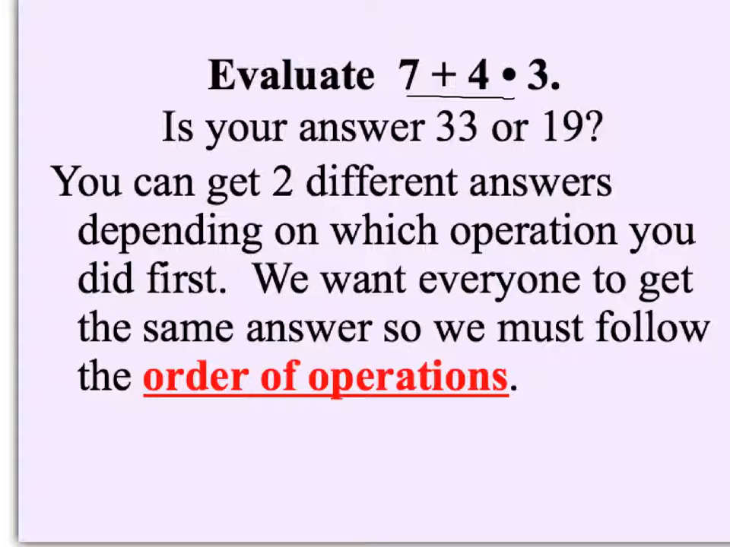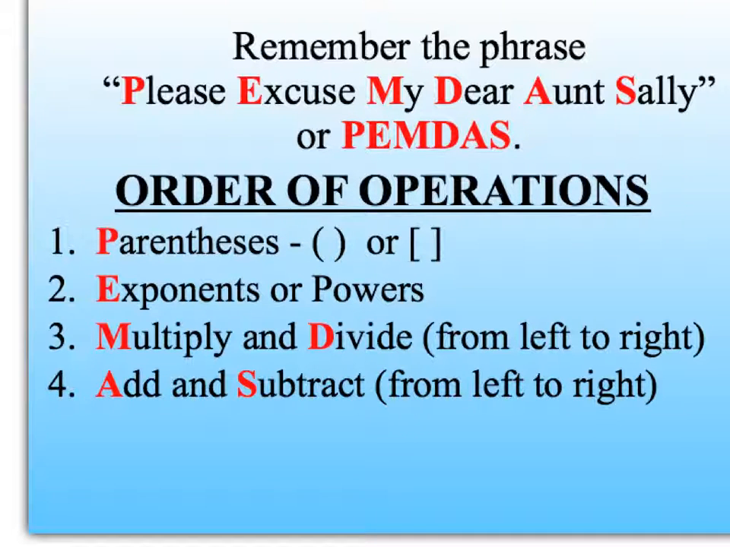So if you know order of operations already, you know that the answer is what? 33 or 19? 19, because you must multiply before you add. Let's take some notes. Okay, so I want you to write this down. Remember, please excuse my dear Aunt Sally, or what we fondly would call PEMDAS.